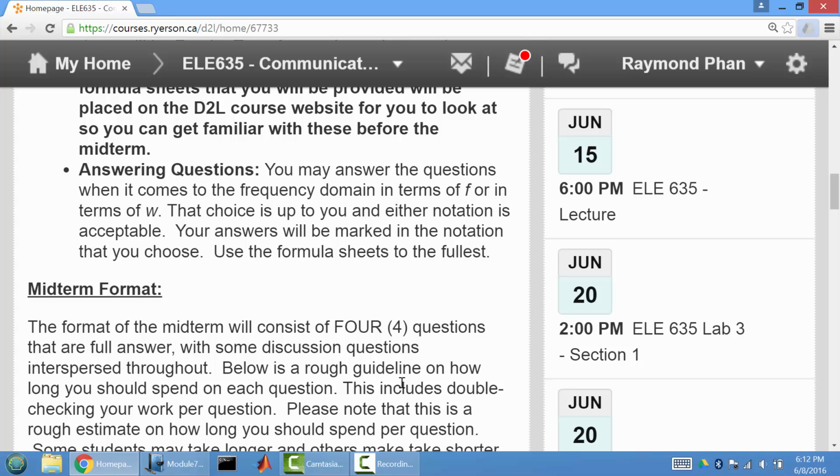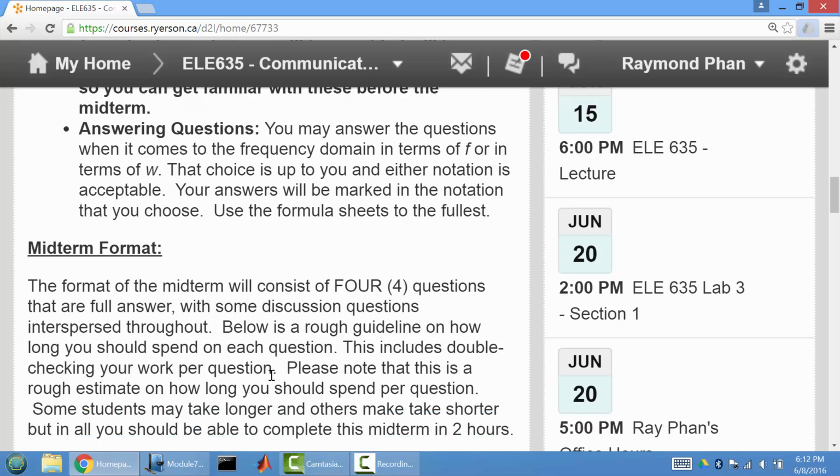In terms of answering questions, as I talked about, you can answer them in whichever domain you want to use. If you're comfortable in omega, go ahead and do it in omega. If you're comfortable in F, you can go ahead and do it in F. I've written the solutions for the TAs to mark such that you can do them in both, and there are marking schemes for both. So answer in whichever domain you're most comfortable with.